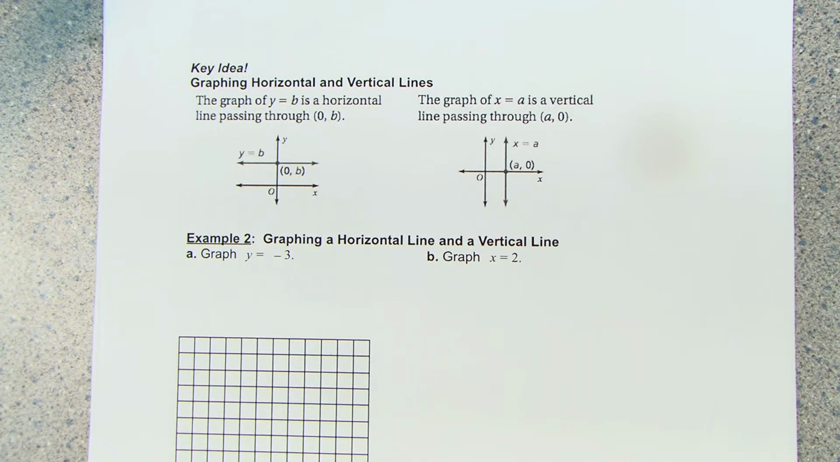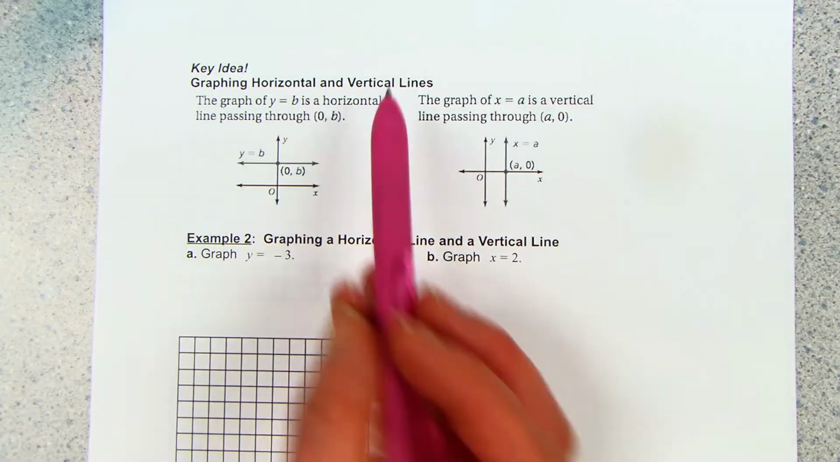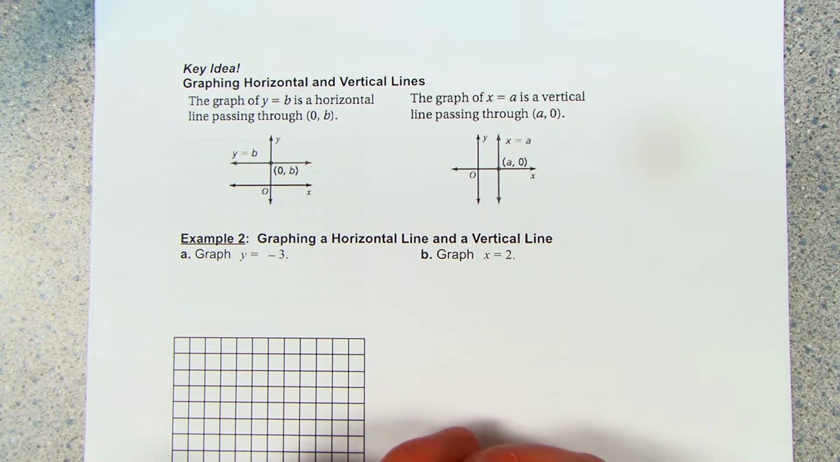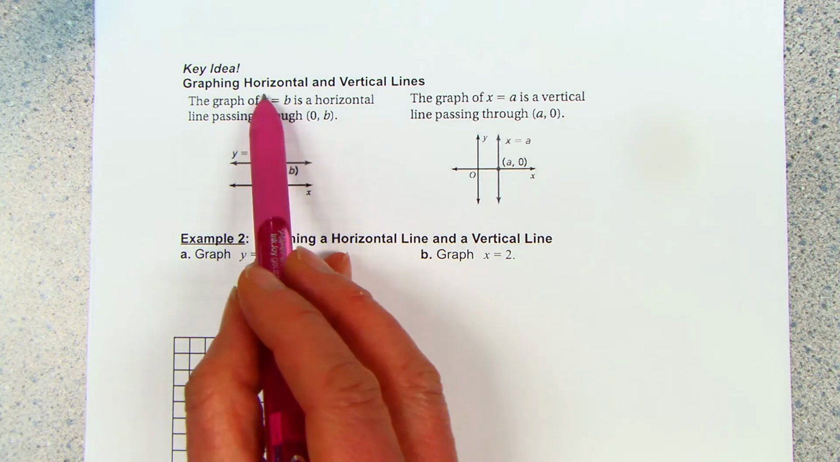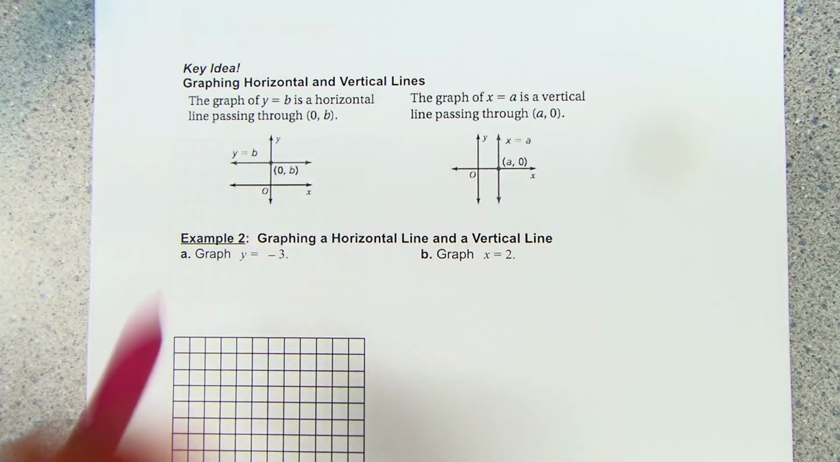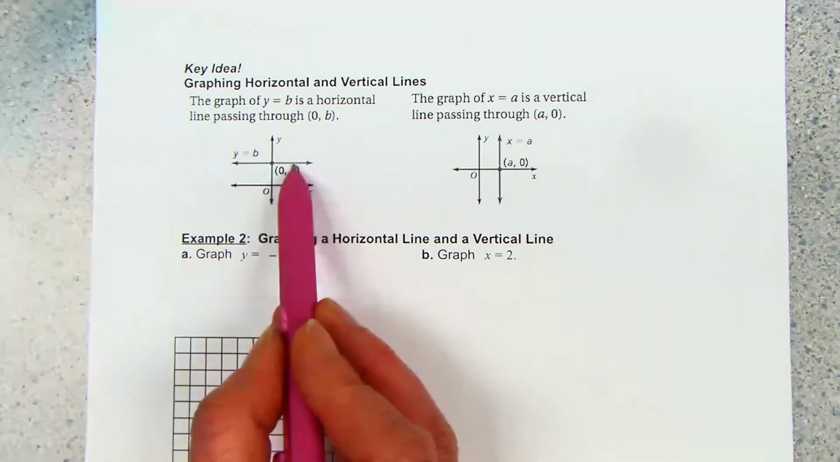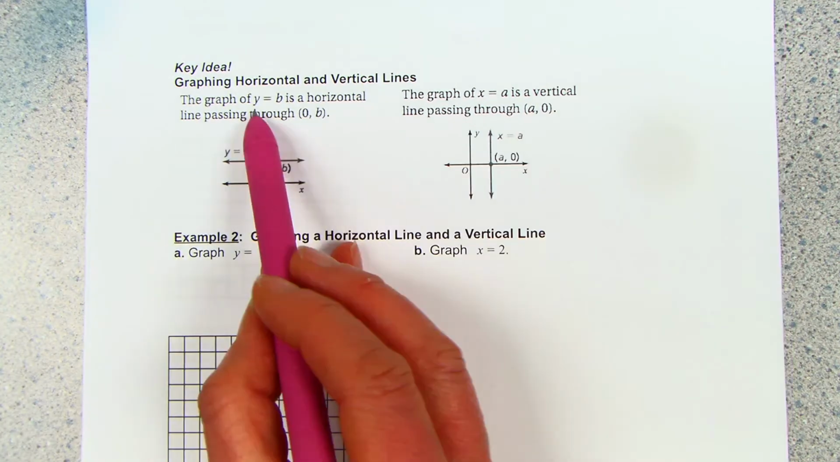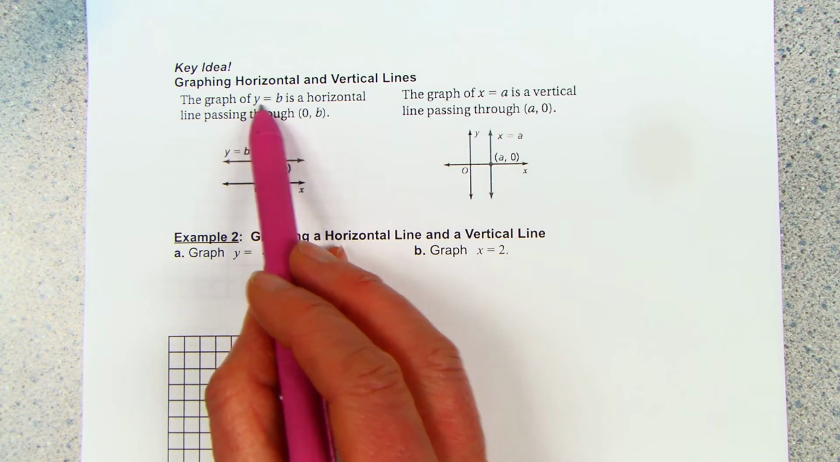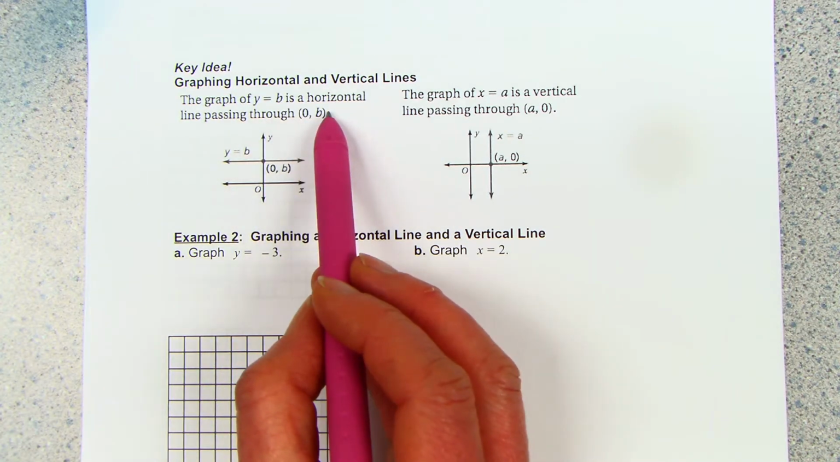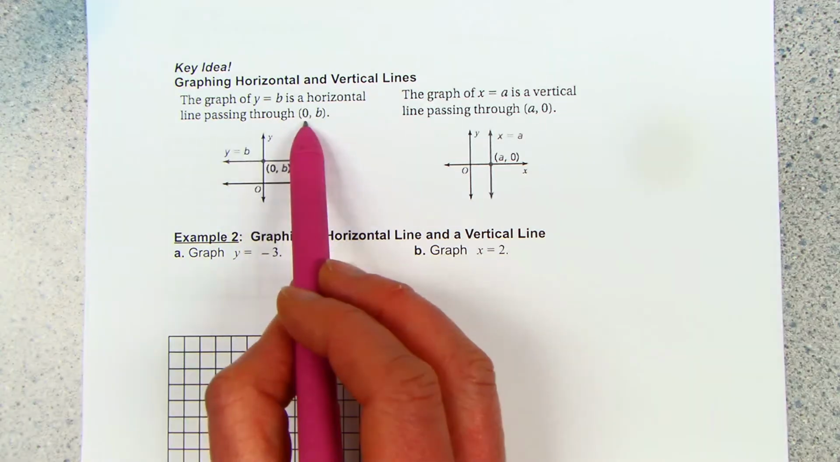All right, then we have horizontal and vertical lines. They are kind of the opposite of what they sound like they would be. Right? Horizontal, that's like the horizon. So it looks like this. It's a straight line. The graph of y equals some number b is a horizontal line passing through (0, b).